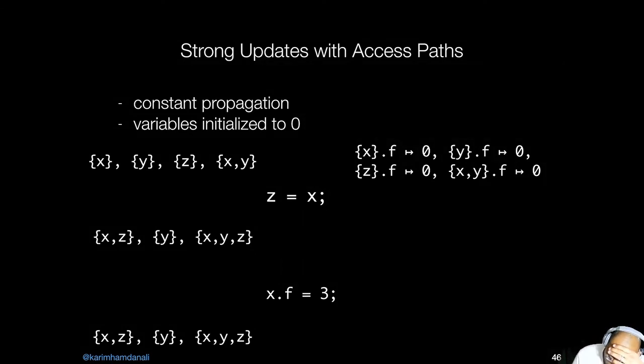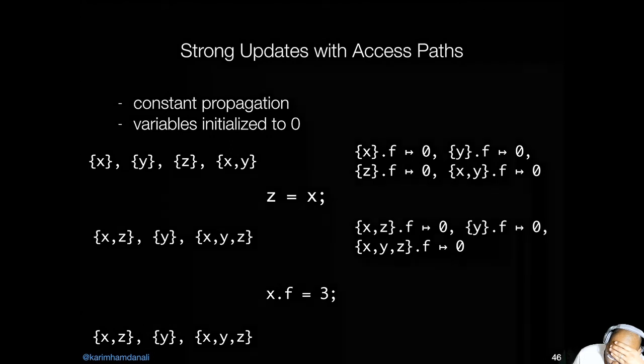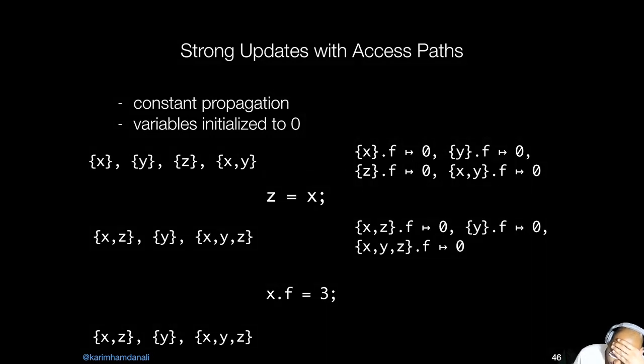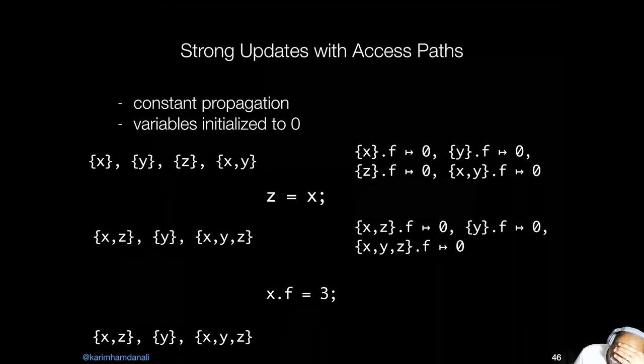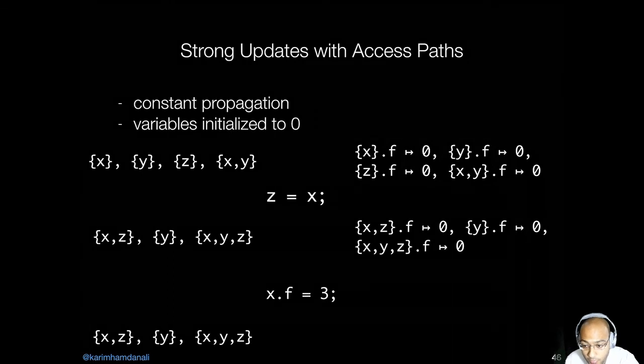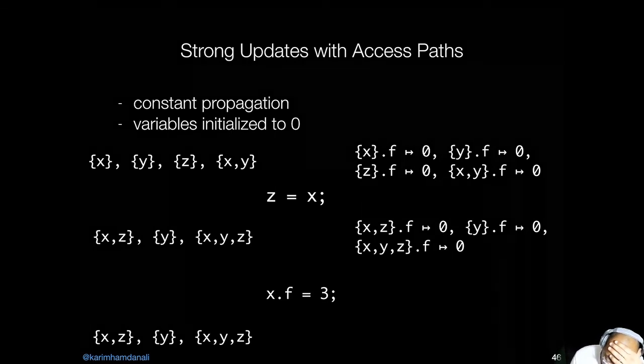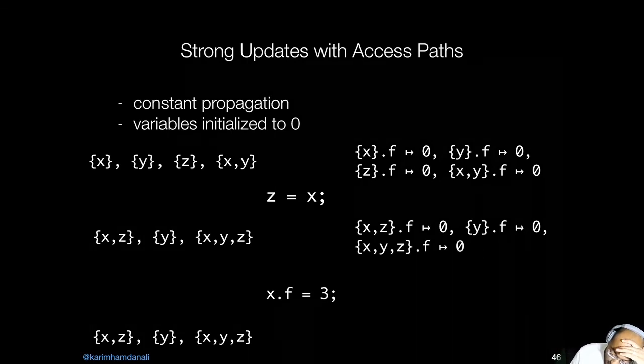After that statement, after z equals x, I'm going to do that. So I have xz.f is pointing to 0, which means there exists an object that both x and z may point to, and I have a field dereference on that object, and this dereference will be assigned the value 0. y.f is assigned 0, xyz.f is assigned 0.